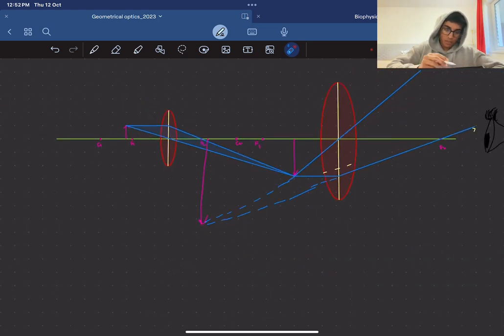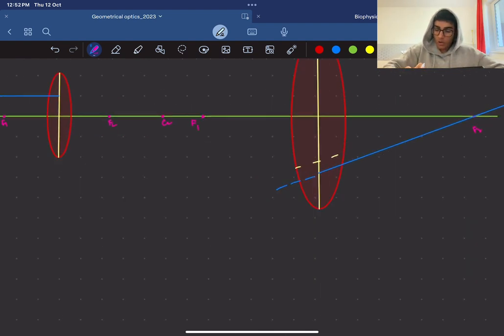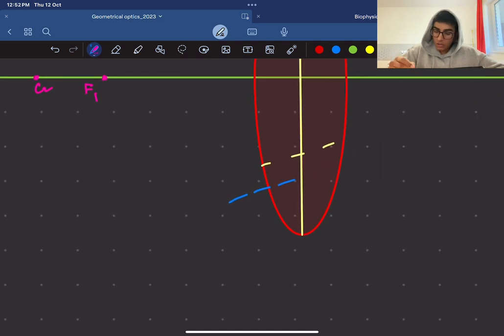Let me erase all of this and explain to you. Now that I have told you about a few lenses and how those lenses work, and how to draw some diagrams, I showed you some rays, like a parallel ray and a ray that goes through the center. So I'm guessing that this shouldn't be too hard.